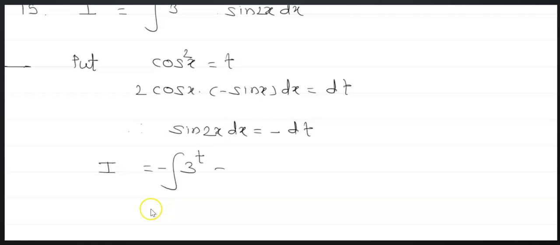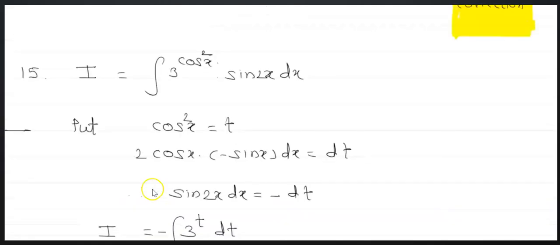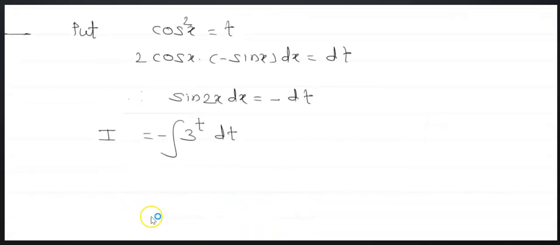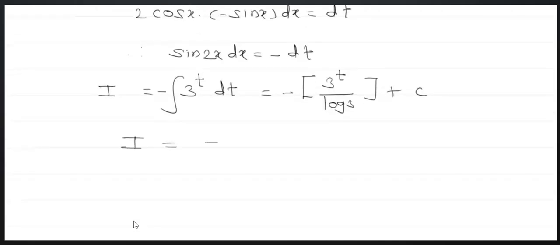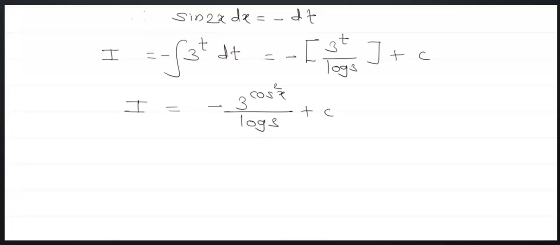Therefore our integral becomes I is equal to minus the integral of 3 raised to t into dt, which is minus 3 raised to t upon log of 3 plus c. Replace the value of t. Therefore I is equal to minus 3 raised to cos square x upon log of 3 plus c, and this is the answer.